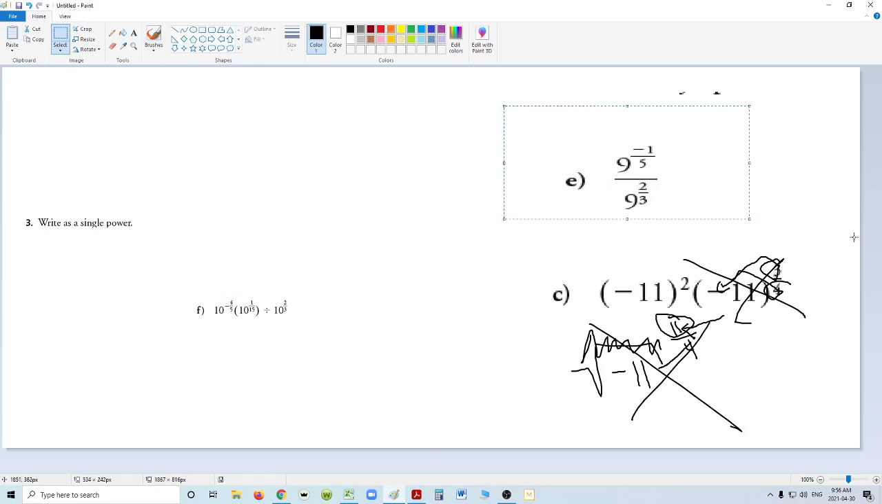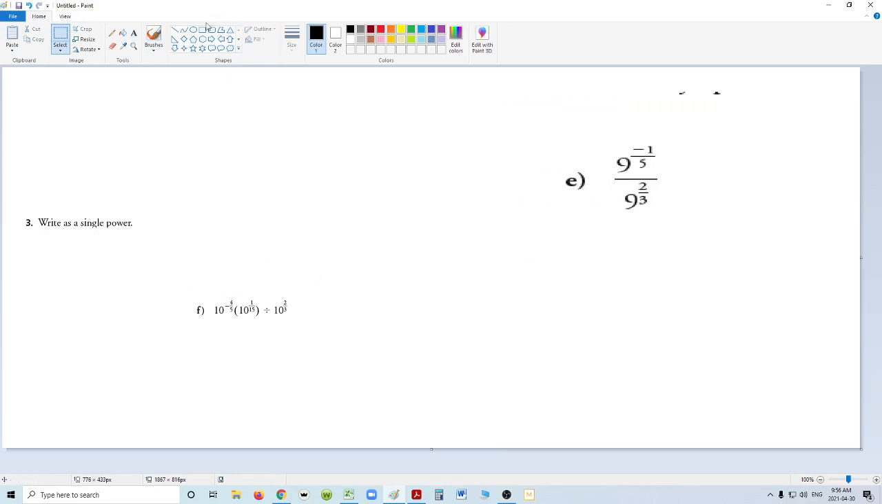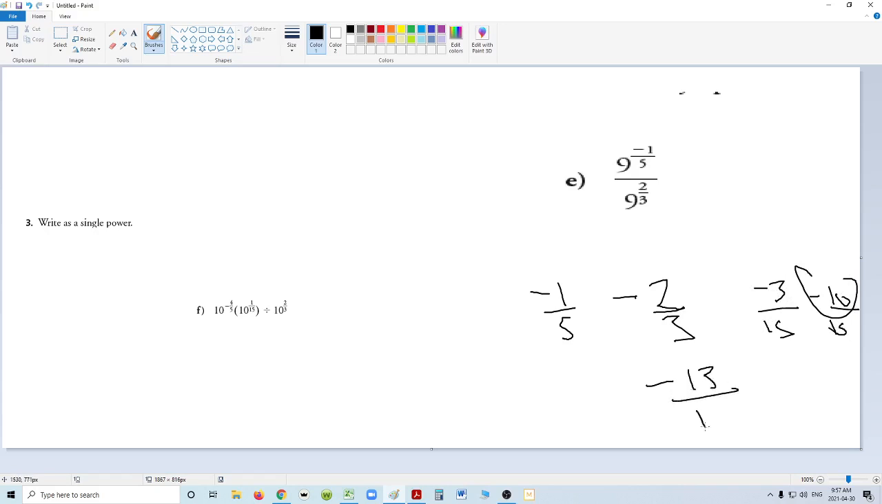Here you have same base, so now you subtract their exponents, and sometimes you have to get old school and write it down like this, because you'll notice the denominators are not the same. So let's just cross multiply. When I cross multiply 3 times negative 1, I get minus 3 over 15. When I cross multiply this way, I get minus 10 over 15. Minus 3 minus 10 is minus 13 over 15.